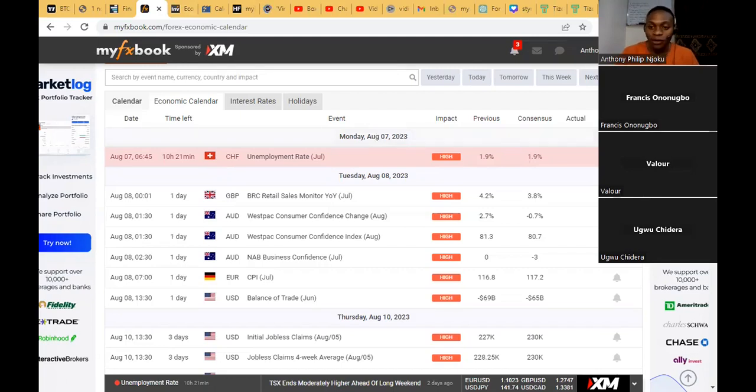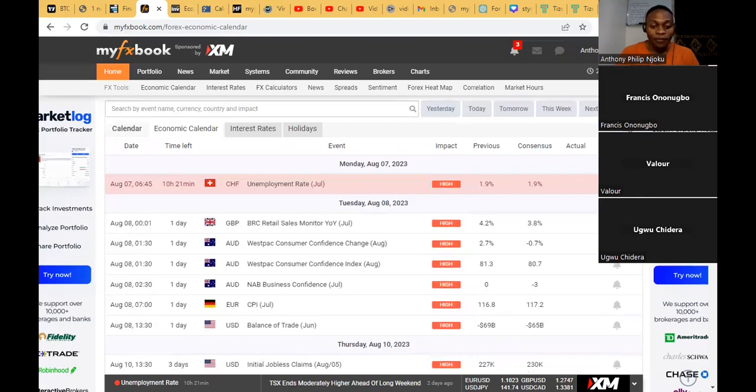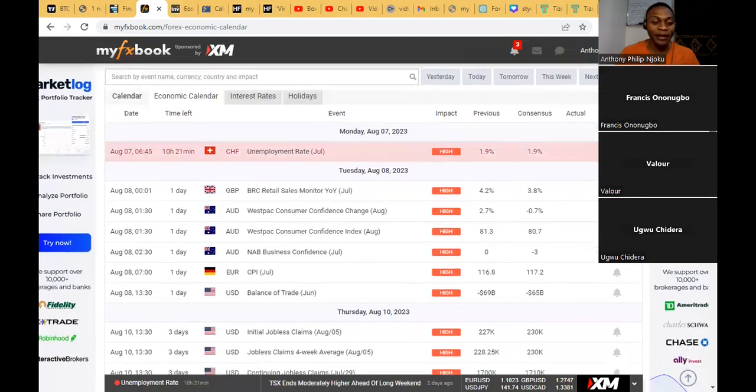So let's go down to the fundamentals, guys. On the fundamentals, we have CHF. Starting the week Monday, early morning London session, you can see that 6:45 a.m. West African time, unemployment rate, one of the most important news we see in the financial market. When there is higher unemployment rate, it's bad for the economy. When there is low unemployment rate, it is good for the economy. So we're watching out for Swiss franc pairs.